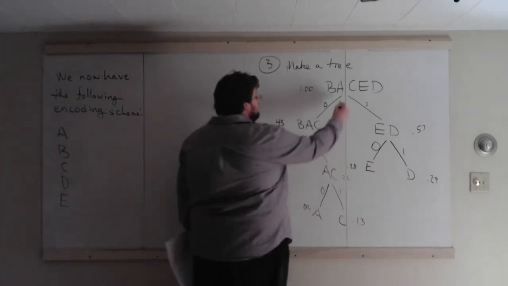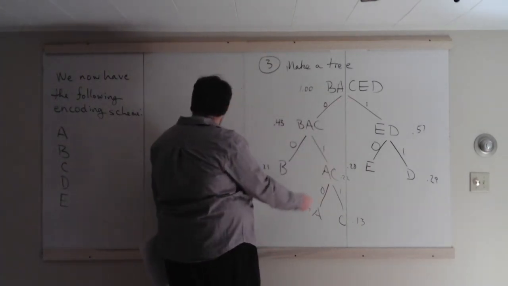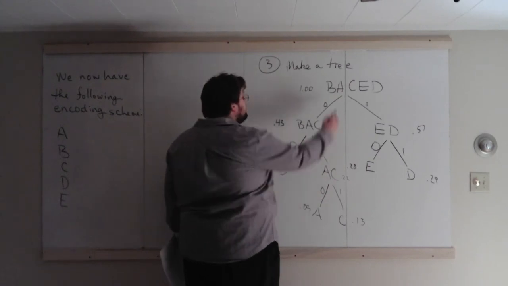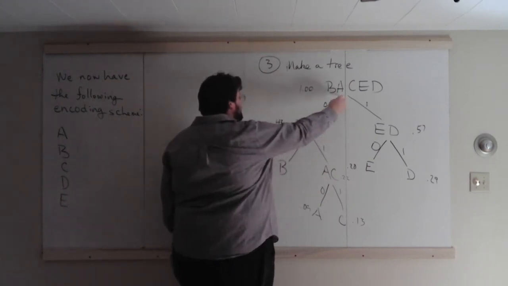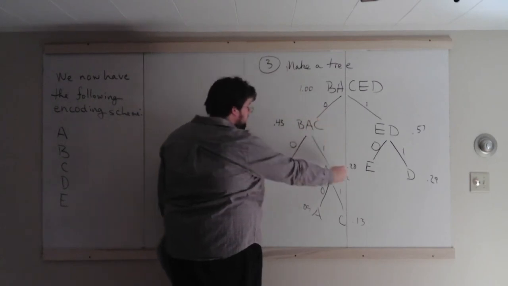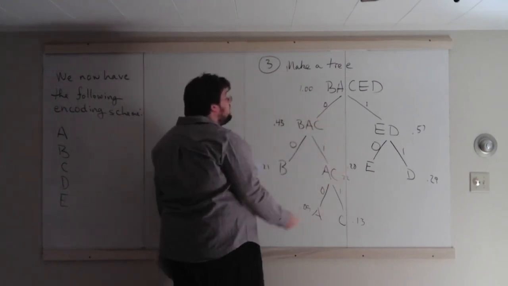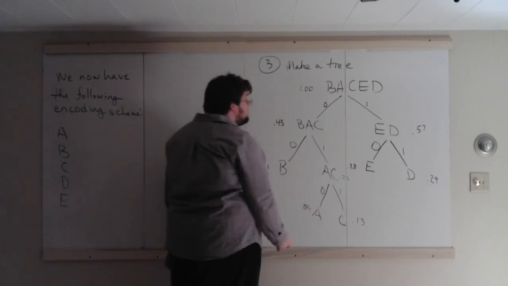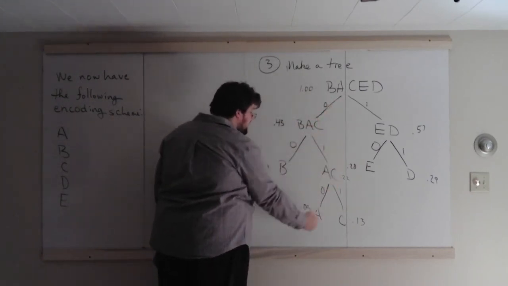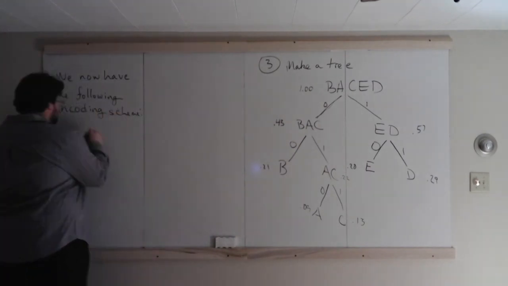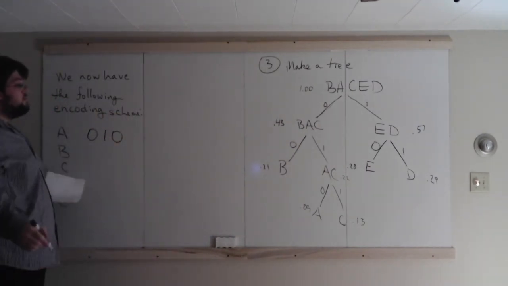So to get down to A, the first letter I wrote, let's do A first. From the top, you go down there, you go over there, then you go down there. And which zeros and ones did we use? Well, we used a 0, a 1, and a 0. So for A, we have 0, 1, 0.